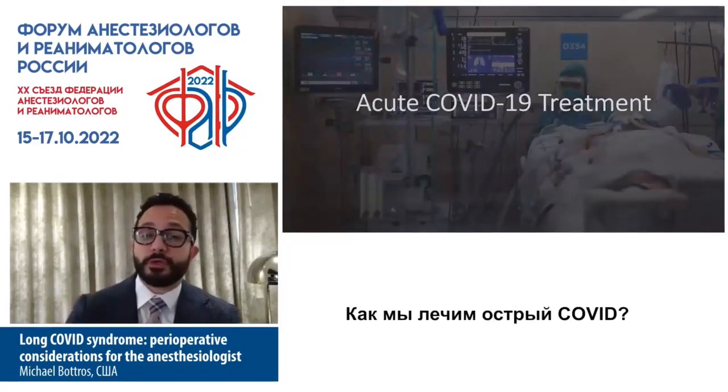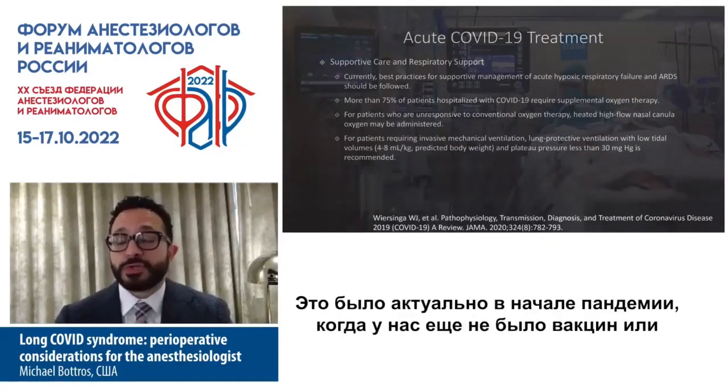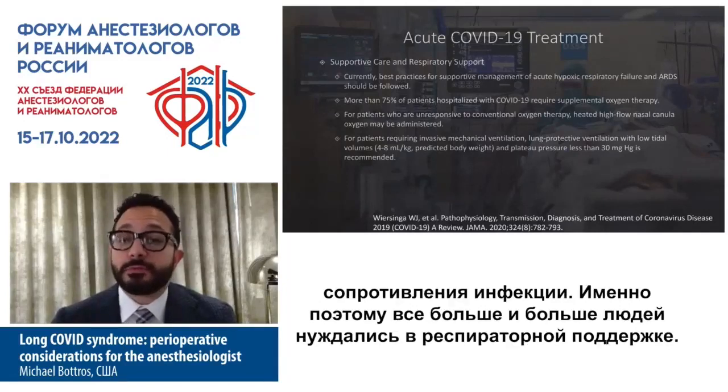Now, how do we treat acute COVID? Well, the first step is supportive care and respiratory support. So this was more true earlier in the infection when we didn't have vaccination or resistance. And so more and more people needed respiratory support.